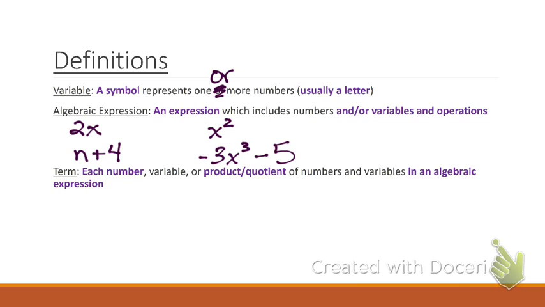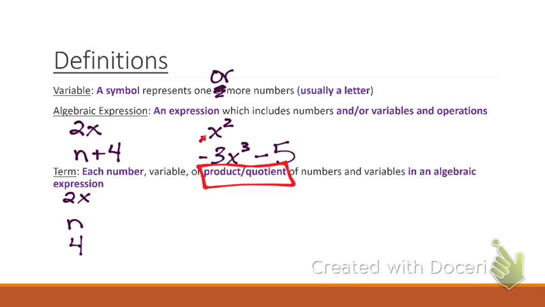So a term is every number, variable, or product or quotient combination. That's the most important part, because terms do not have addition or subtraction within them. I'm going to show that. This 2x only had multiplication in it, so that's a term. But if I look at n plus 4, technically, wait a second, there's addition there, and that's bad for a term. n would be a term. 4 would be a term. Those alone would be terms.